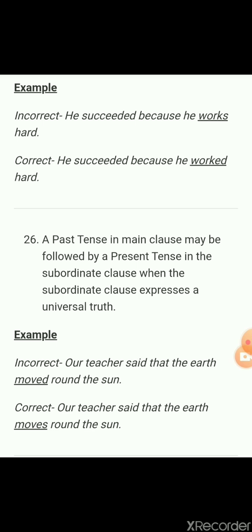That only they want to say. He succeeded because he worked hard. Coming to rule number 26.